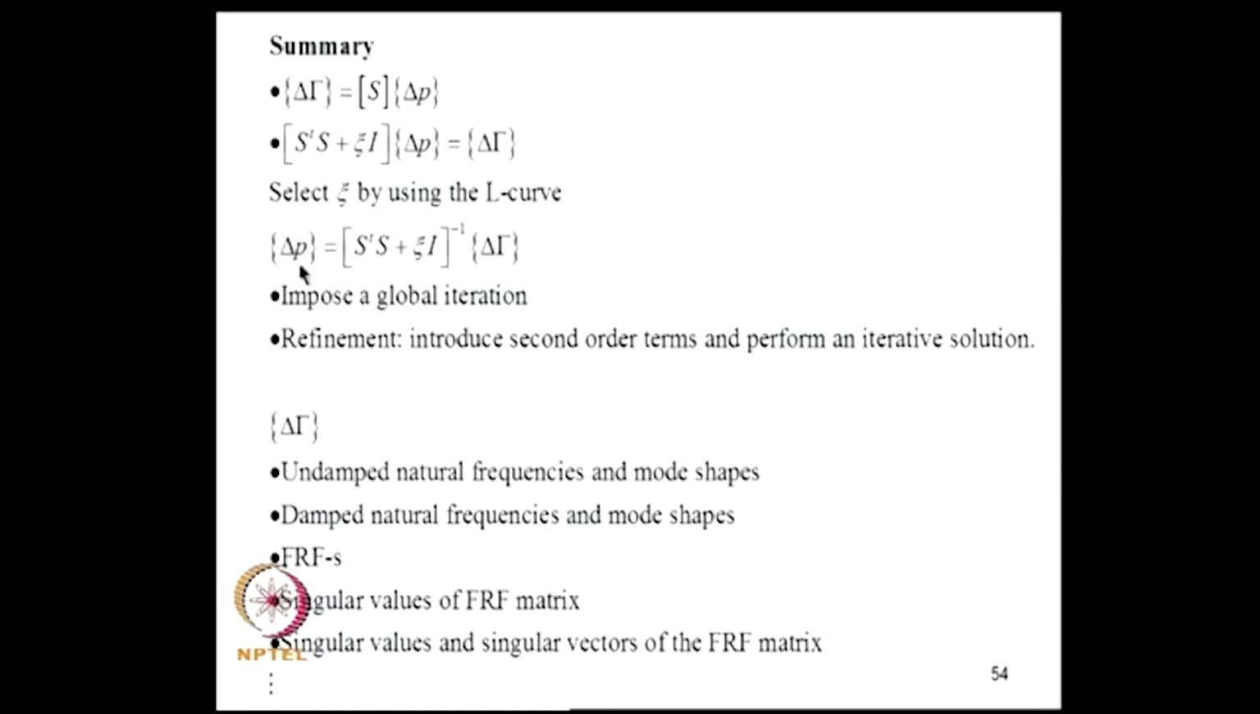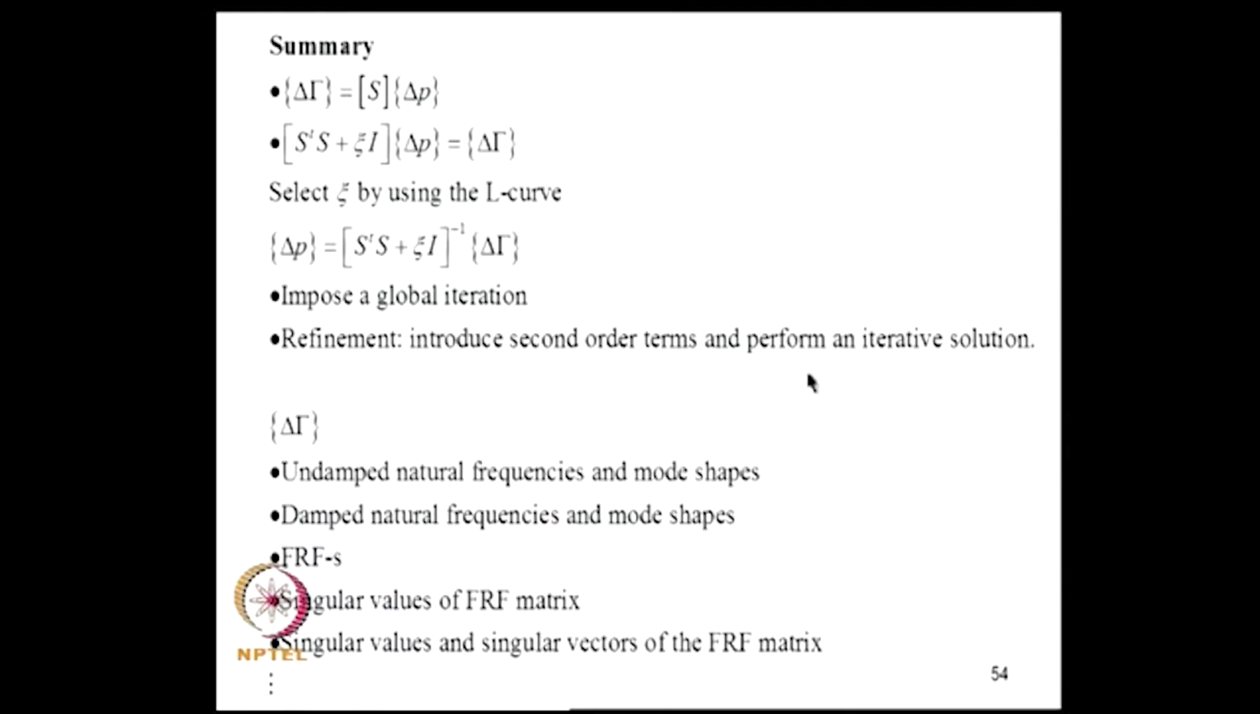That means I will start with the initial guess on p, and I will evaluate this S matrix at that value of p. I will solve this and find the increment to p, and I will now revise my S matrix. Instead of evaluating at the original value, I will evaluate at the upgraded value. This iteration I will continue till some norm on delta p converges.